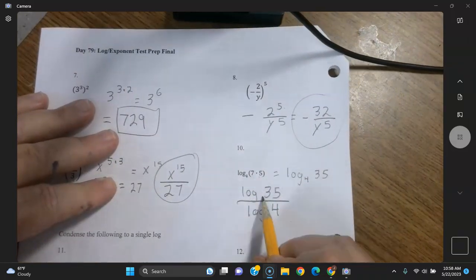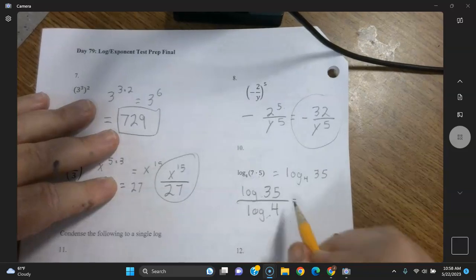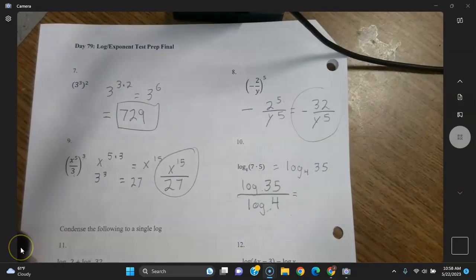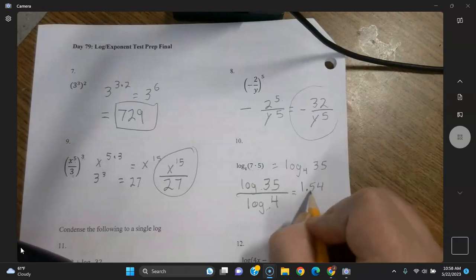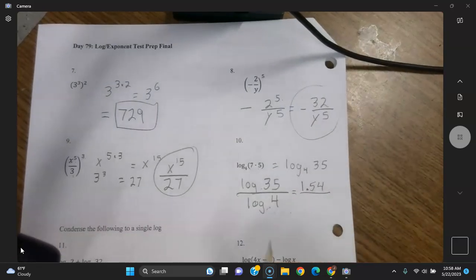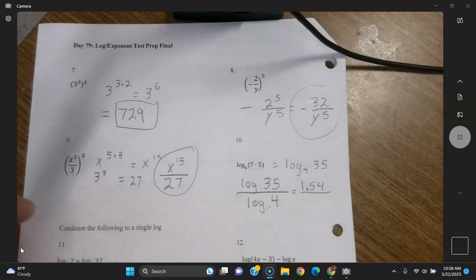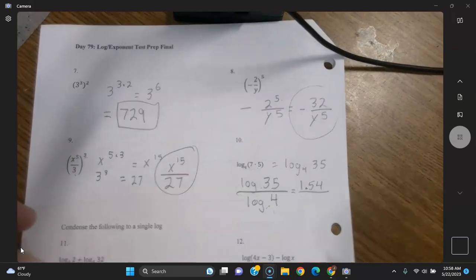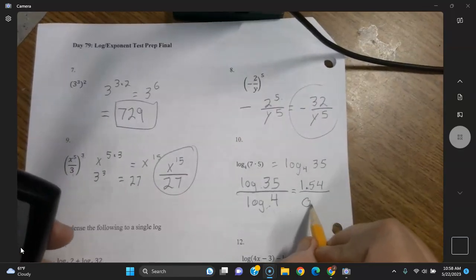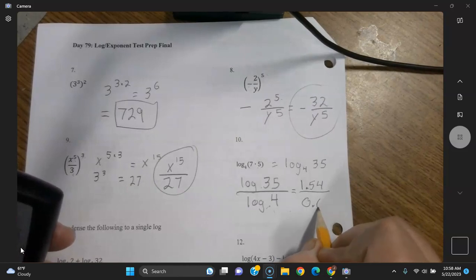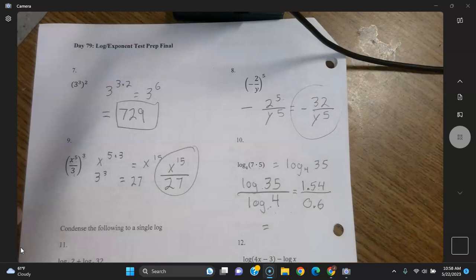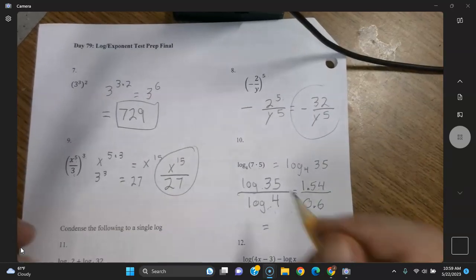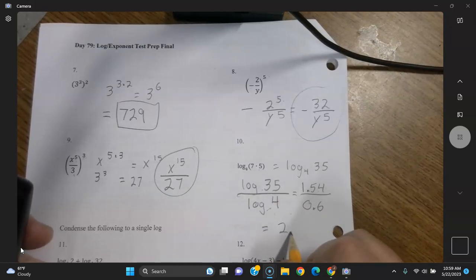Remember, when you don't show a base, it means it's base 10, so you can just work that on your calculator. Okay, log 35 is 1.54, and log of 4 is 0.6. And you just divide this by that, and we get 2.56.